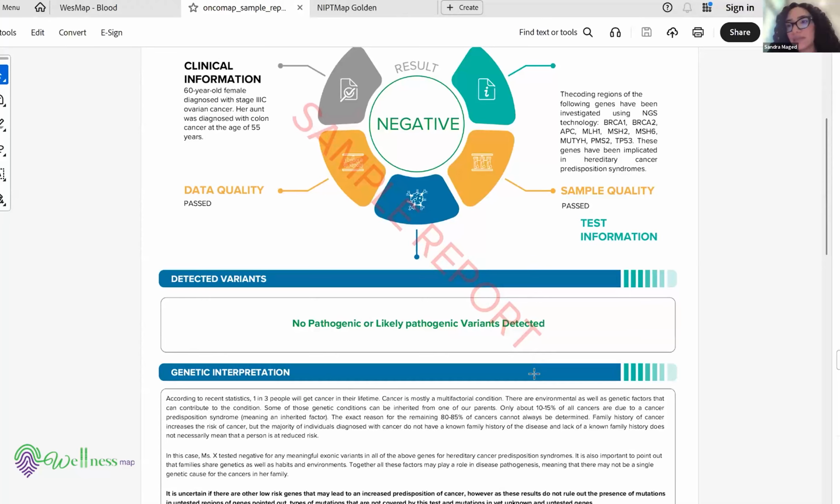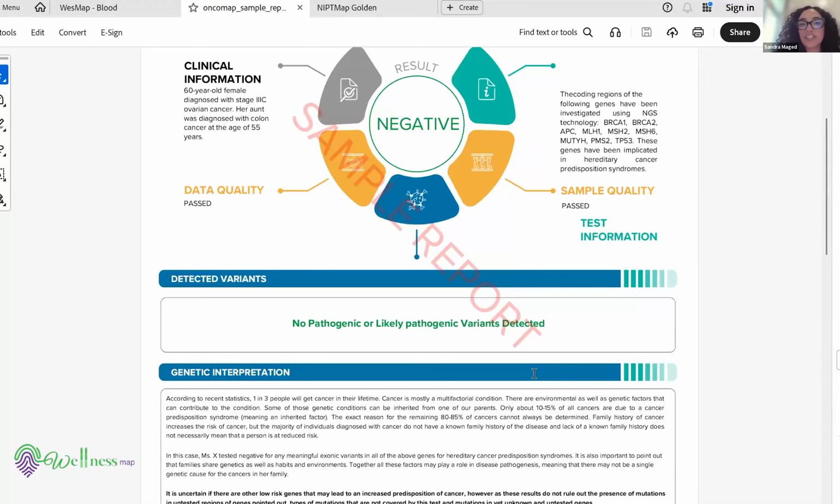Then after that, we see the detected variants. We see no pathogenic or likely pathogenic variants detected, which is very important. Often we think that cancer is hereditary, and that's not always the case, because there is epigenetics involved as well. There are stress factors involved, and there is environment that comes in the middle of all of this and could alter our DNA and cause mutations.